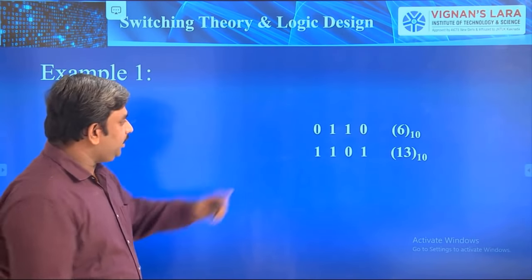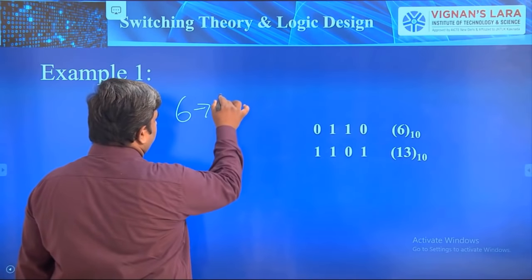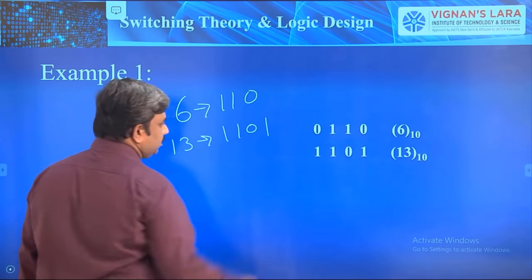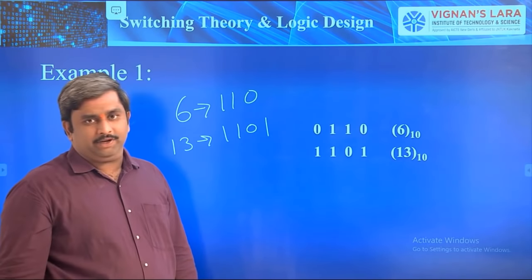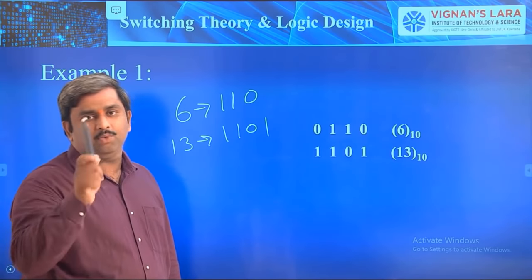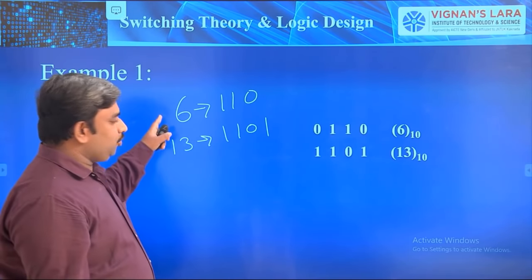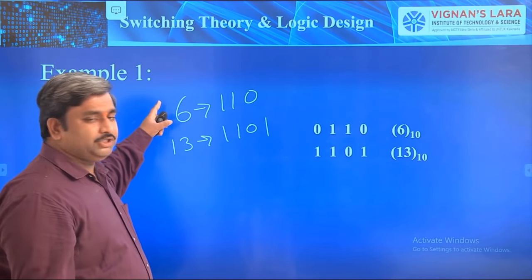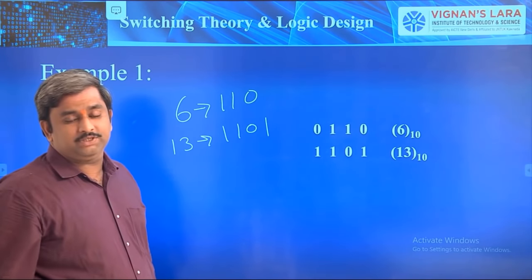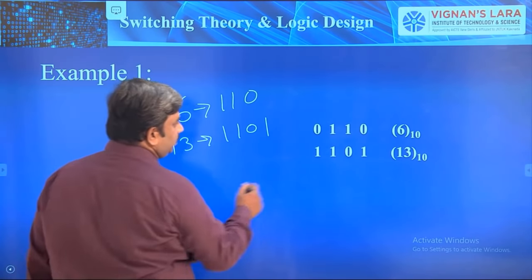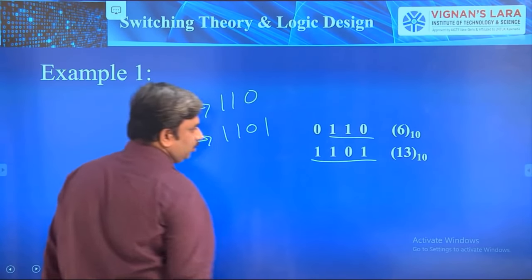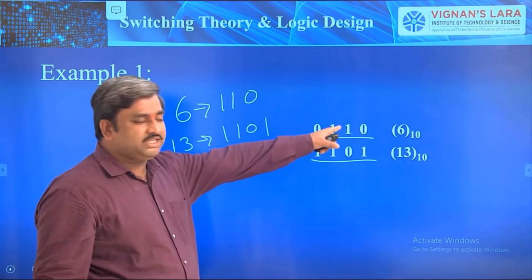Actually, we can represent 6 as 1, 1, 0, and 13 as 1, 1, 0, 1. For doing addition or subtraction, you have to remember one point. In the addition operation, the augend and addend must be the same length. The value of 6 is 110, but 13 is 1101. Here 13 is 4 digits and 6 is 3 digits.